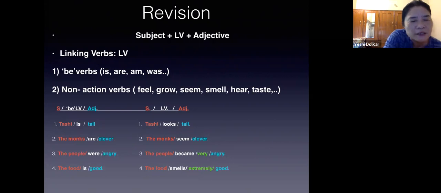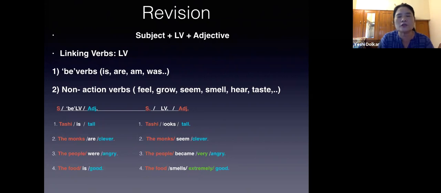In the first part you will see the be verb, and on the other part you will see the linking verb, which is a non-action verb. Tashi is tall. Tashi looks tall.